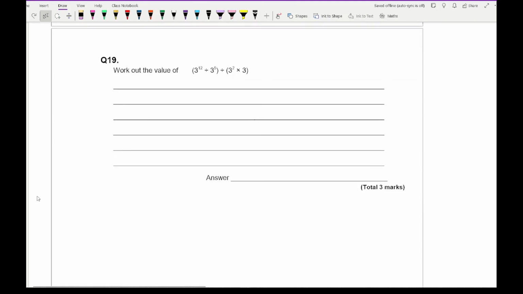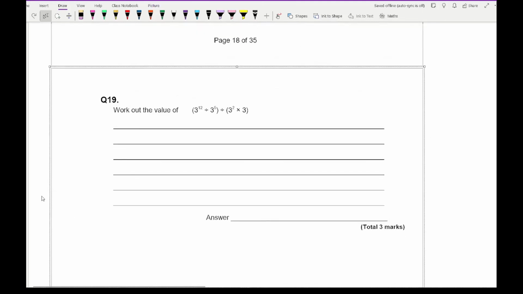Moving on to question 19, so it says work out the value. So again, we're looking at indices. So here, working them individually, when we're dividing and the bases are the same, we take away the powers, so that's going to be 3 to the power of 7, and then divided by, and this one here, even though this one hasn't got a power, it's got a power of 1, so that's going to be 3 cubed, leaving with an answer of 3 to the power of 4, or I can write it as 81.